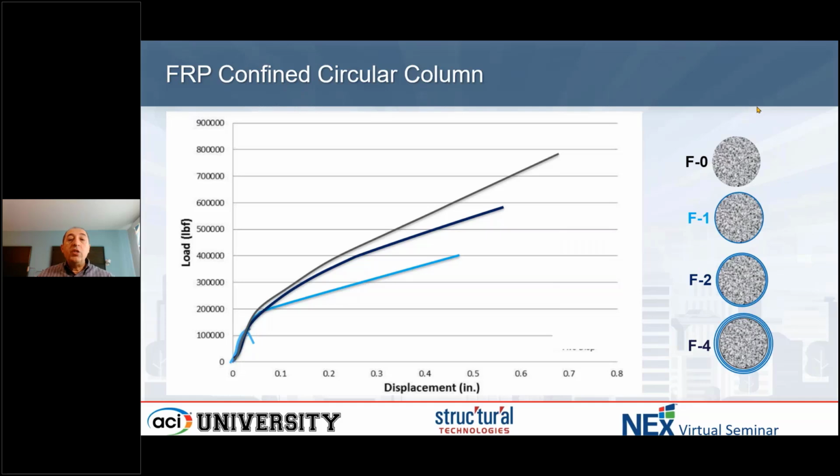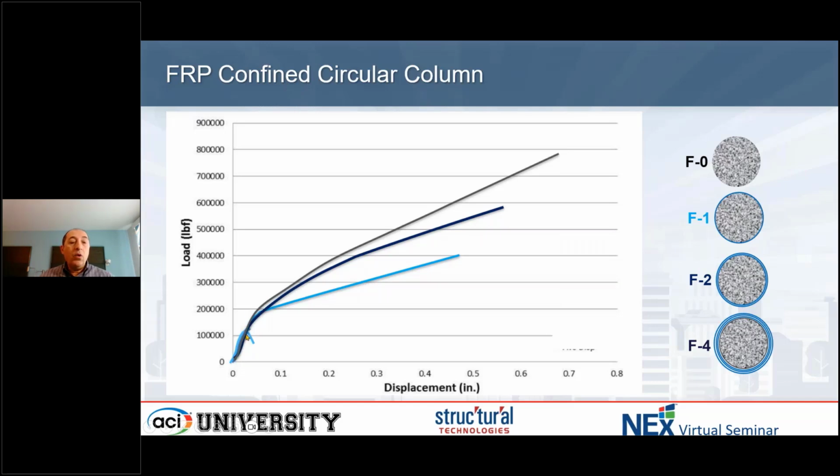Now, what you see in here is a sample, not a column, but more like a concrete cylinder. It's a simple test done in the lab just to show the effect of confinement on concrete. But I want you to keep in mind that a real column with a large size and a smaller amount of FRP is going to give you different behavior. The confinement ratio of FRP to the cylinder here is relatively high. You see confinement was done with 1 layer, 2 layers, and 4 layers of FRP.